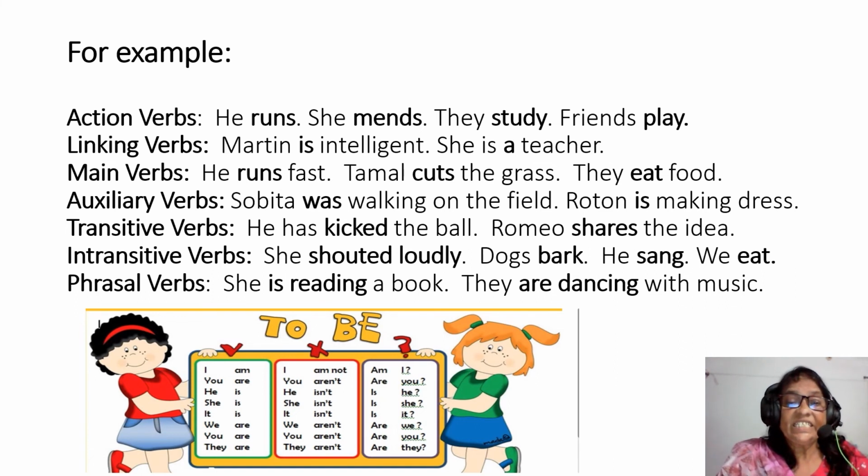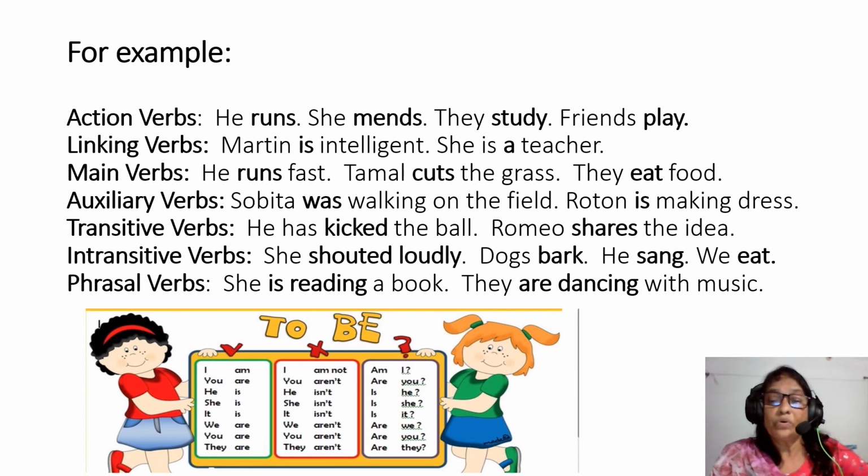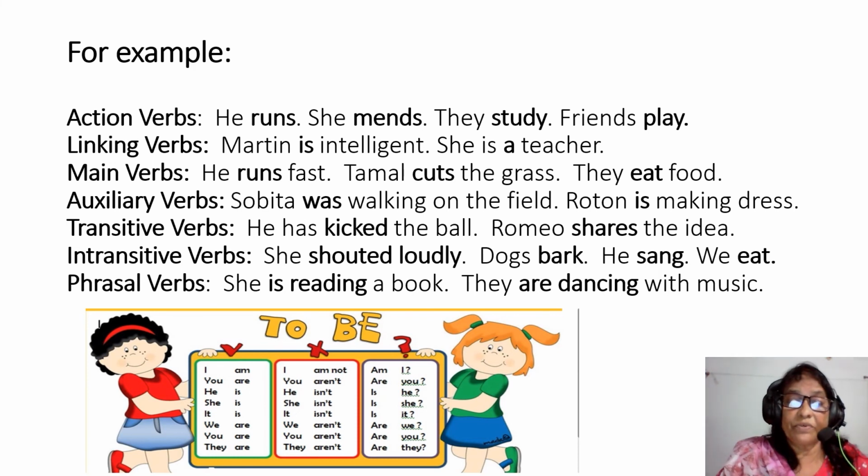Intransitive verbs: she shouted loudly. Only intransitive. Shouted loudly. Dogs bark. He sang. We eat. So shouted, bark, sang, eat. There is no object to go over. Phrasal verbs: she is reading a book. They are dancing with music. So the phrasal verbs are is reading and are dancing. So we can see the classification of verbs and the examples, and all the bold words are telling about each classification of verb.